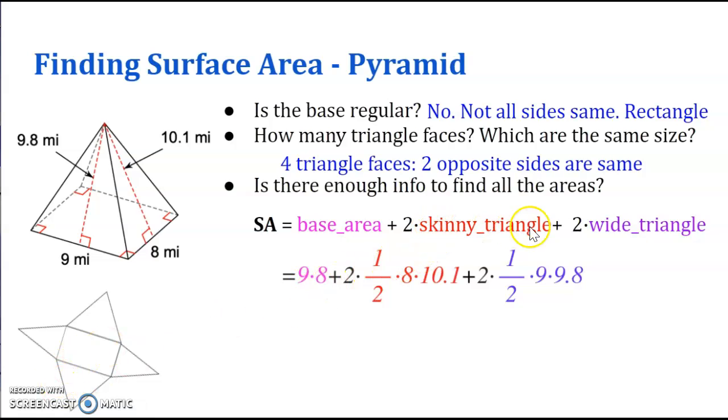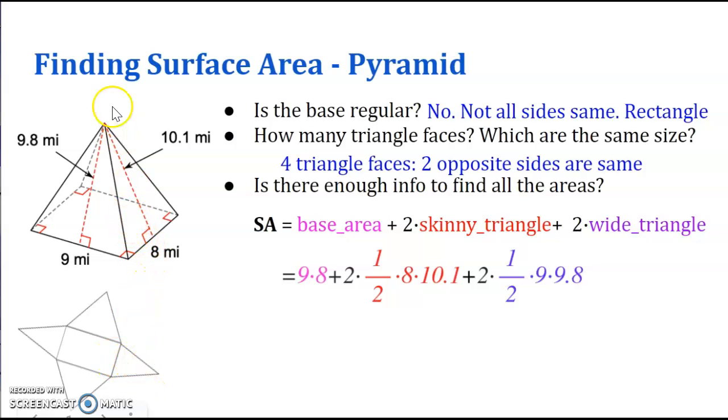Because we have the area of the skinny triangle. This will be the skinny triangle, and we have 2 of those. And how do I calculate the area of this triangle? It's going to be base times height times half. What is the base? This base is just the same as the width of the rectangular base, which is 8. That's 8.